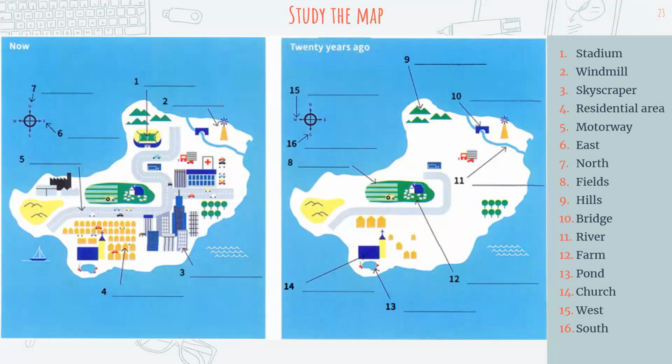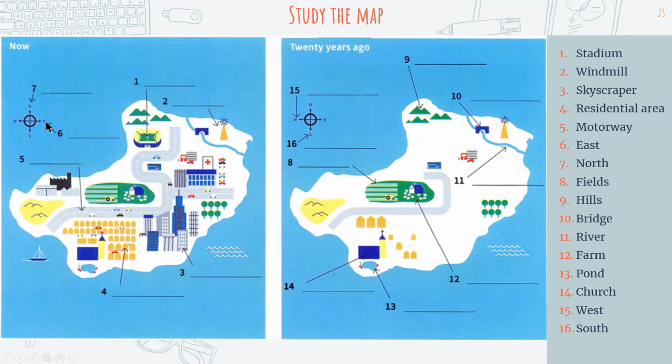Here we have the same thing now and 20 years ago. And we have 16 things that we need to discuss first. Number one is the stadium. Okay, as we said, we have to study the map carefully. And you need to do this in less than 5 minutes. Two, we have the windmill. Then we have these buildings. Three is the skyscraper. Four is residential area. Then motorway. Of course, it's a British word.